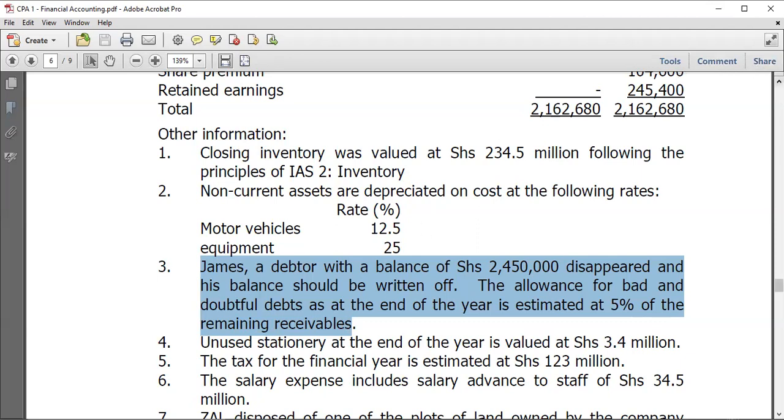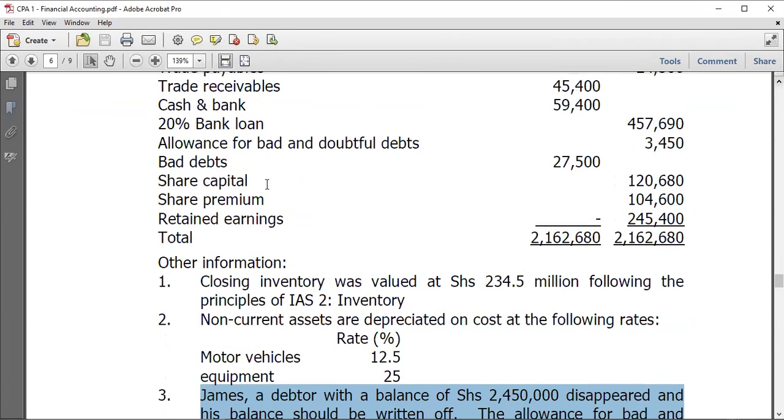We go back to our trial balance and look for anything around doubtful debts. So we have bad debts here, which is 27,500. We also have the allowance for bad debts, which is 3,450. Now, this word allowance, sometimes instead of calling it provision, they can call it allowance. The same thing also for depreciation, which can also be called allowance for depreciation. So don't be confused when you see that.